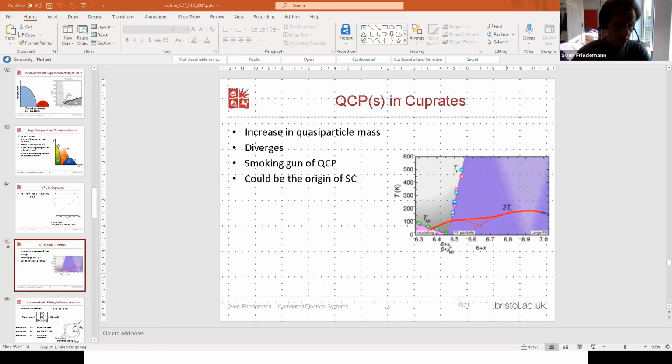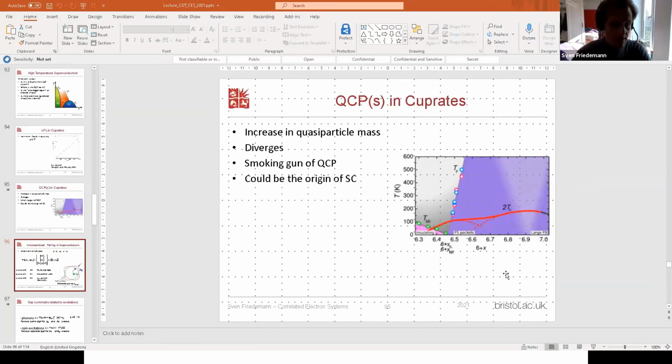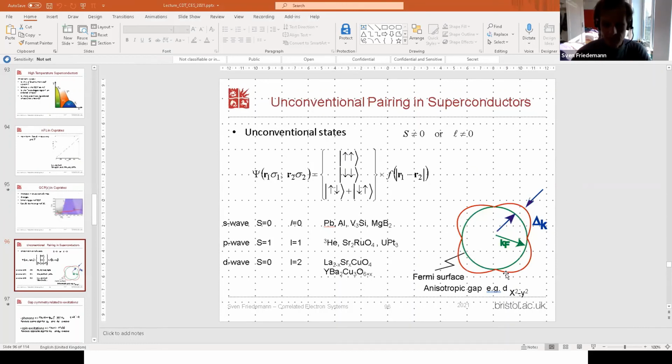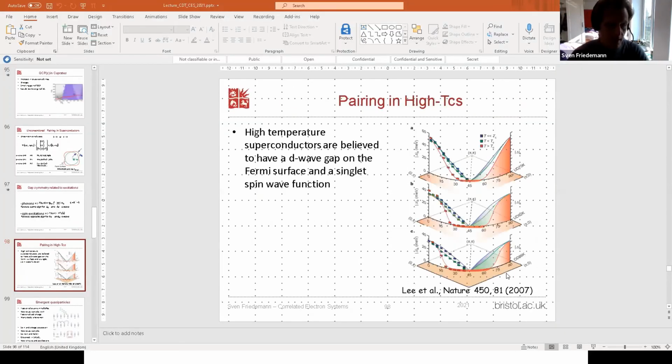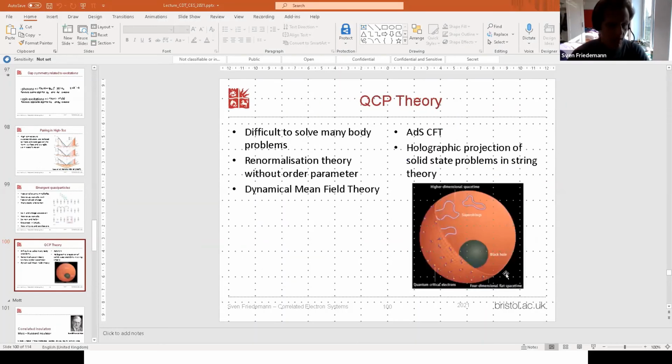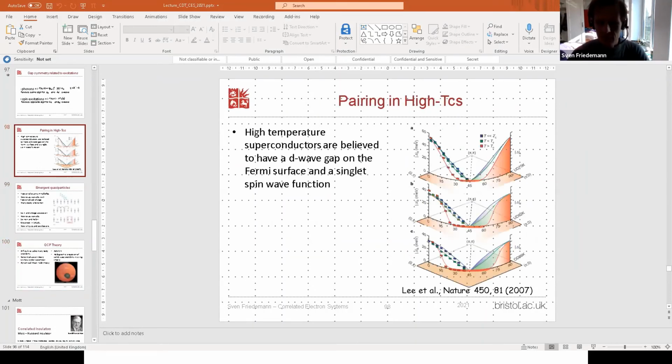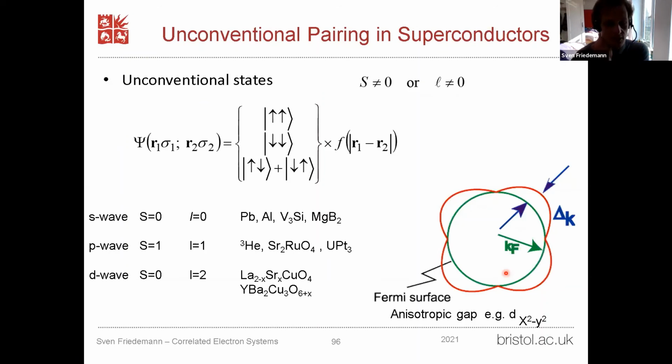Again, this is ongoing research, and there's quite some debate going on about what's really happening in the cuprates. Solving that would make a big contribution to the field, to condensed matter in total, and could help to find better superconductors at higher temperature. Okay, maybe I'll just briefly mention that for cuprates, of course, there is the idea that the pairing is unconventional.